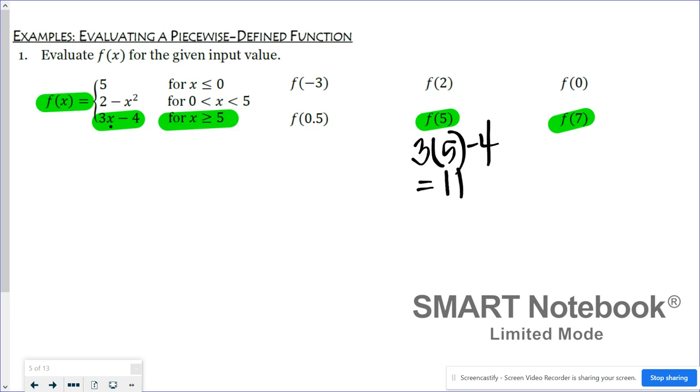And then I'm using it for this last one as well. So 3 times 7 minus 4. That's 21 minus 4. That gives me 17.